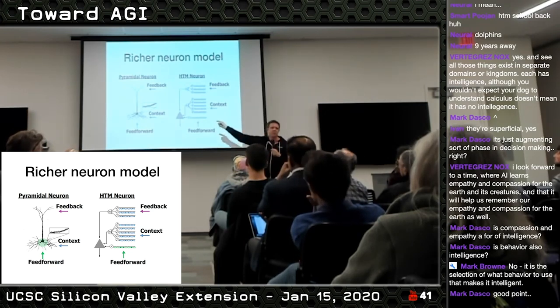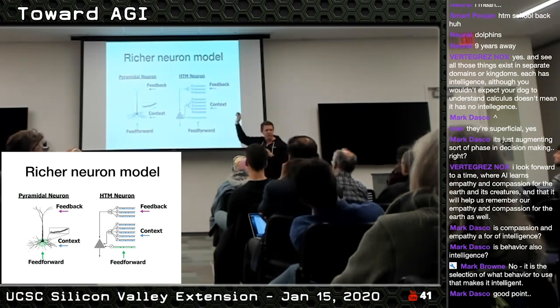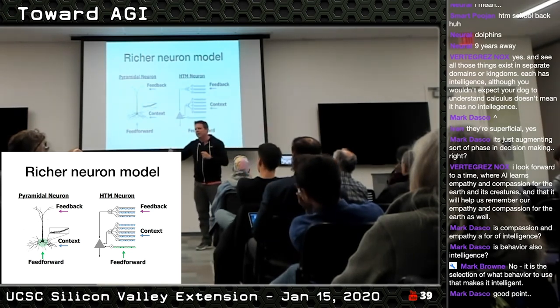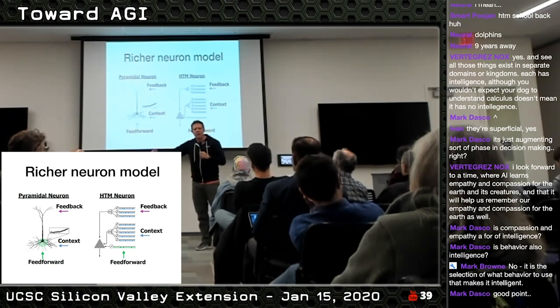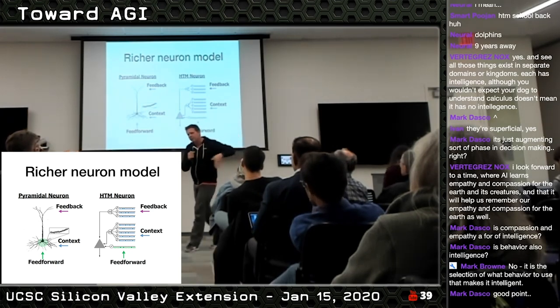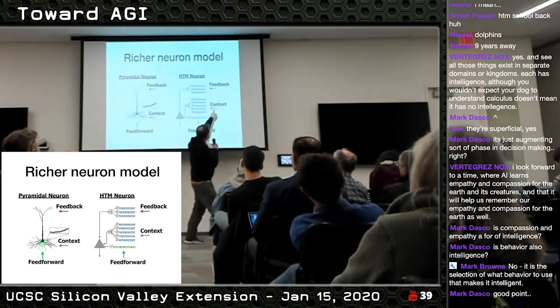We have a model for this neuron that we've used since 2010, and what it enables is a network to learn with a context. In our case, learn with a temporal context, which means the state of the network learns by looking at the state of itself over time. That's what this context is.